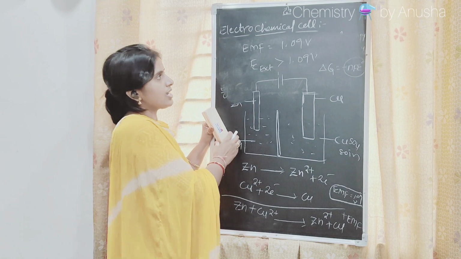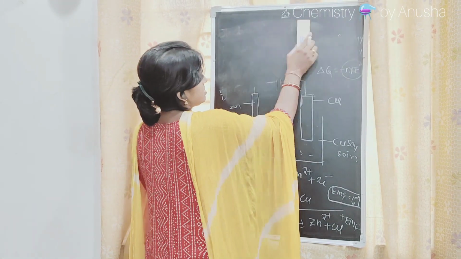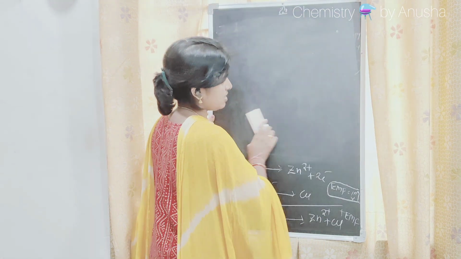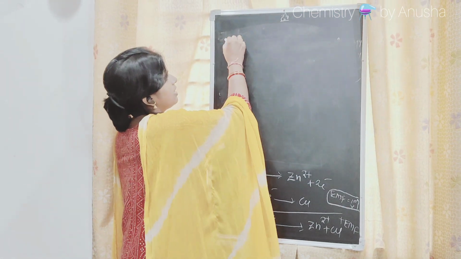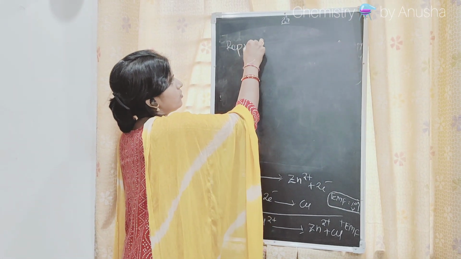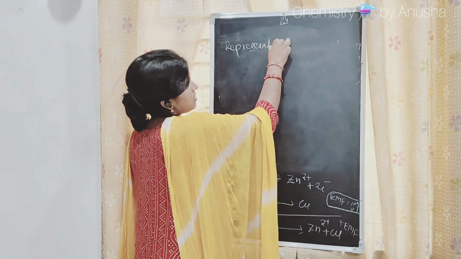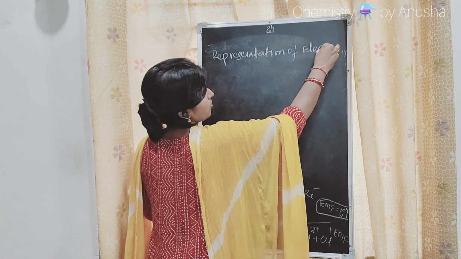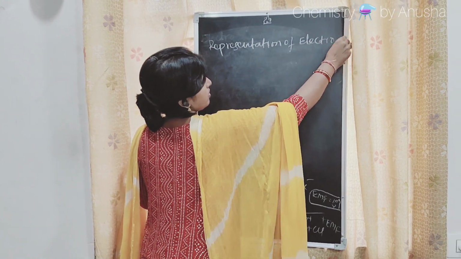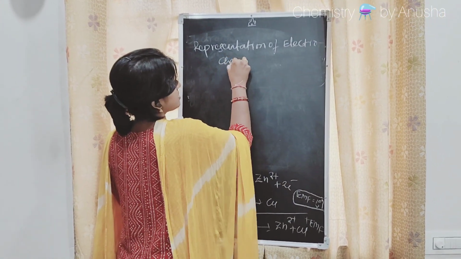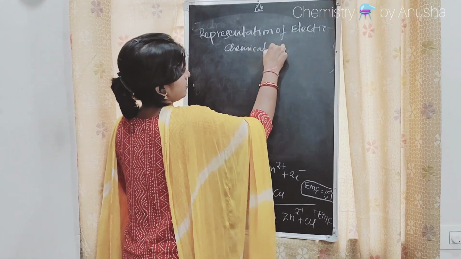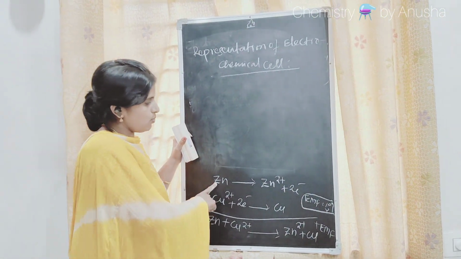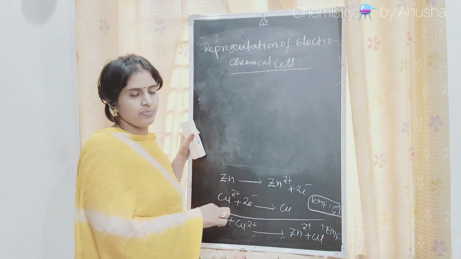Next, the electrolytic cell. What is an electrolytic cell? And one more thing, here how can we represent an electrochemical cell? Representation of electrochemical cell. Here, which one is involved in oxidation? Zinc.